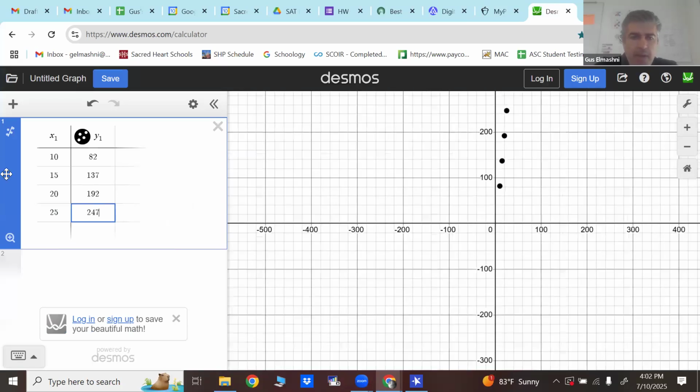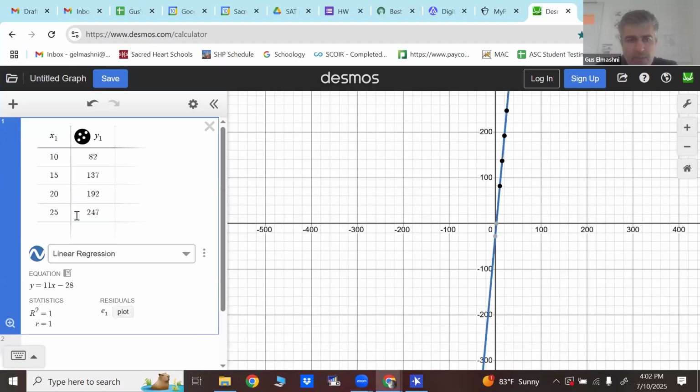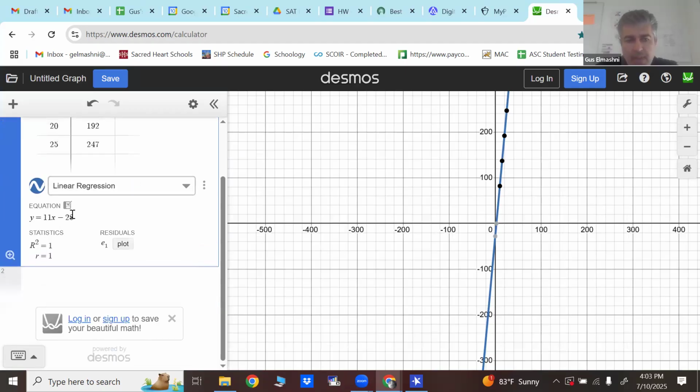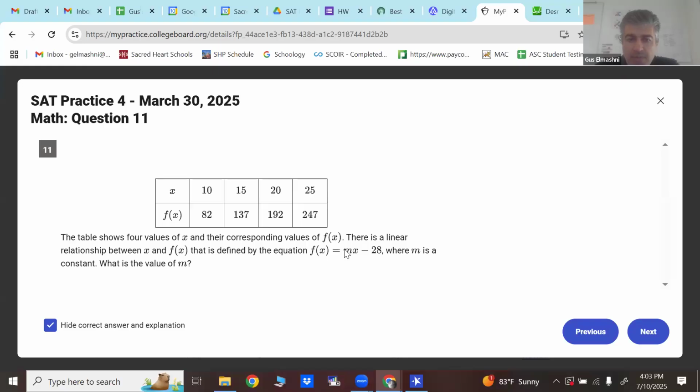So you see all these dots form a line. Then on the top left corner here, you see there's add regression. You could add any kind of regression. I mean, you could do quadratic, cubic, quartic. Obviously, we're going to do linear regression. And notice it gives you an equation right here, 11x minus 28. So the slope is 11, and that's what the question is asking for. It's asking for a value of m. So it's totally going to be 11.